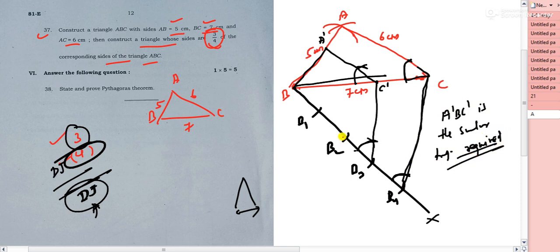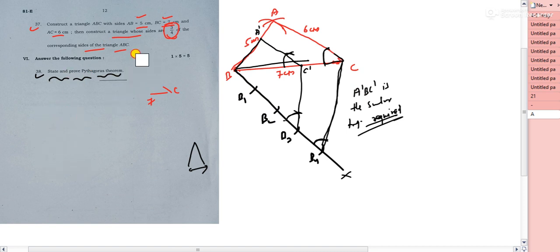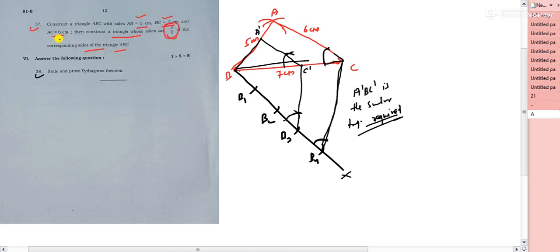I hope you have understood. Now the question is 38th. State and prove Pythagoras theorem. So I'll just give the statement here. Proof link will be provided in the description box because I have already made a video on that. If you watch it, that's more than enough. It's very easy to understand.